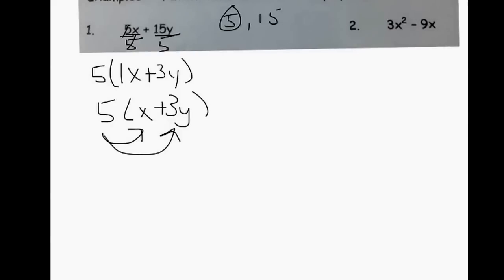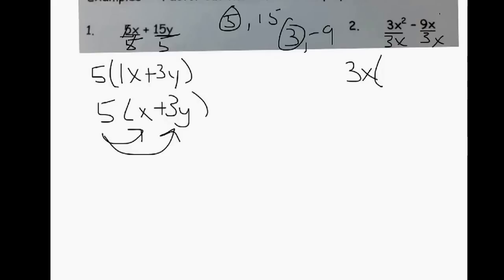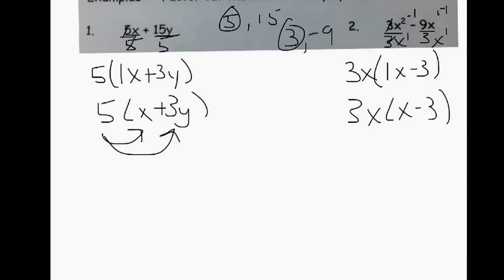Easy check. Here we look at 3 and negative 9. So 3 and negative 9. Will 3 go into both of them? Yes. Do they have any common letters? Yes. And what's the lowest exponent of the common letters? It would be this one, which is x1. That's our GCF. So we divide both sides by 3x. 3 goes into 3, leaves us with 1. This is an x squared, so 2 minus 1 leaves us with x1. Negative 9 divided by 3 is negative 3. x1 and x1, 1 minus 1 is 0, so they're not there. This would be 3x times x minus 3.